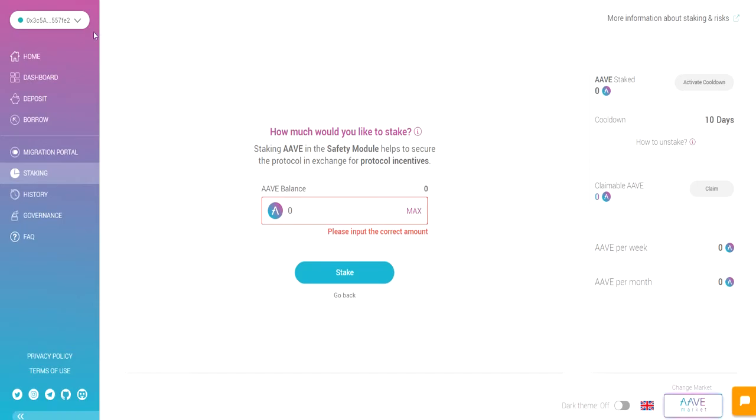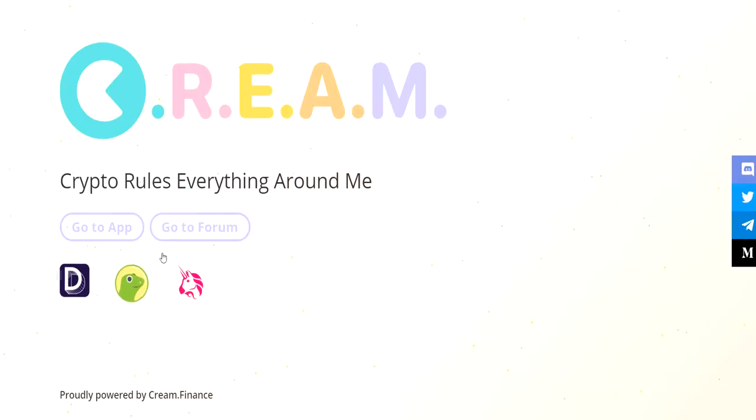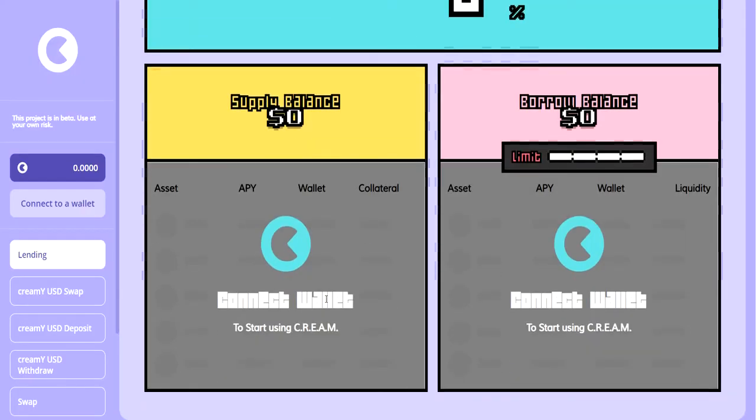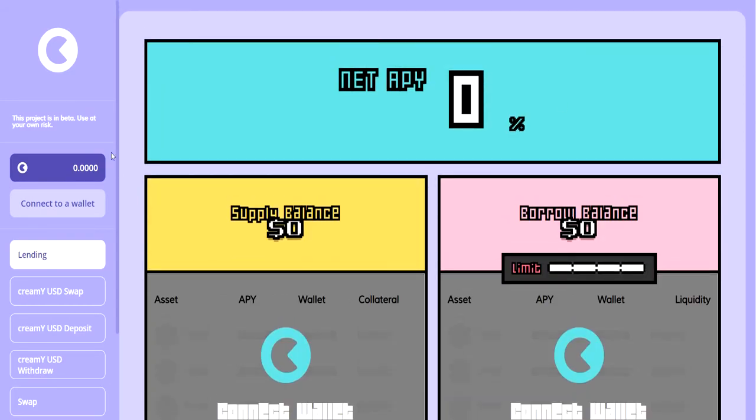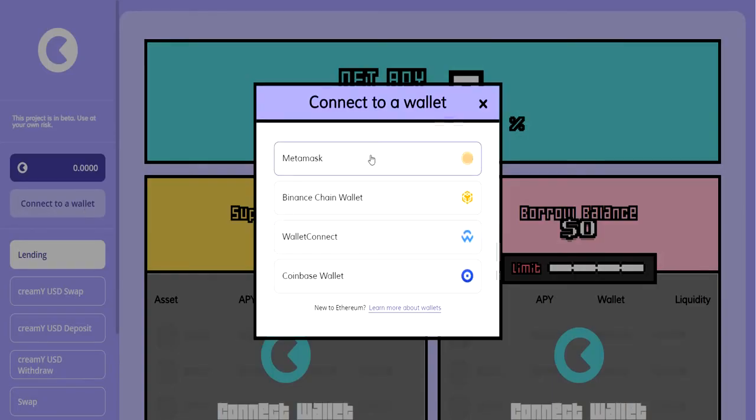And the next one that I'd like to talk about is Cream. So Cream looks like this, and it wants me to connect my wallet. So I will connect it.